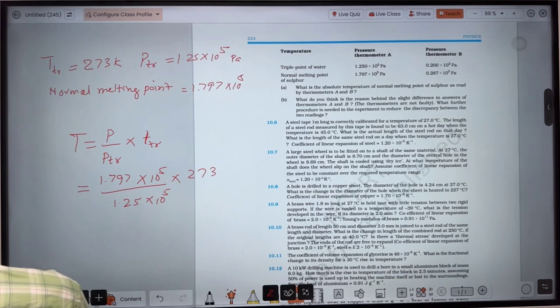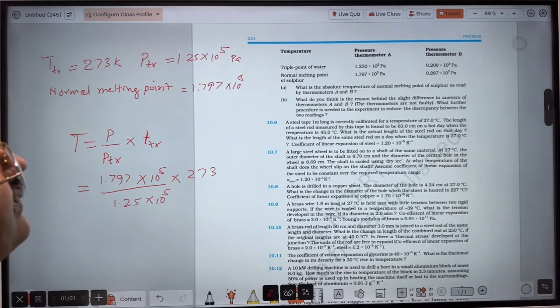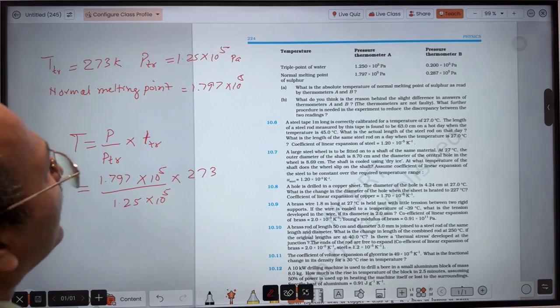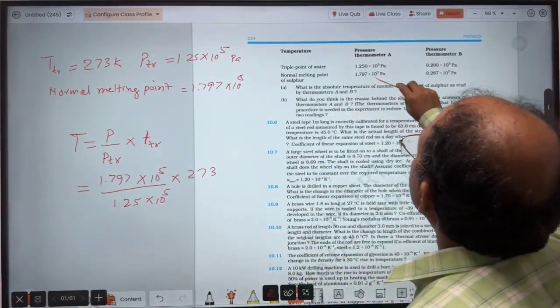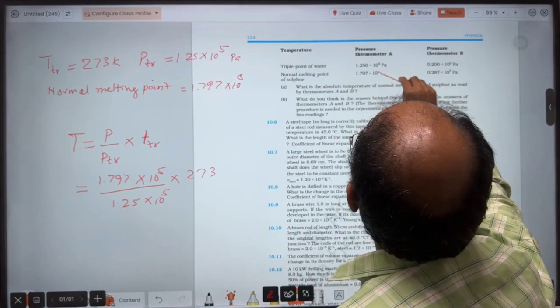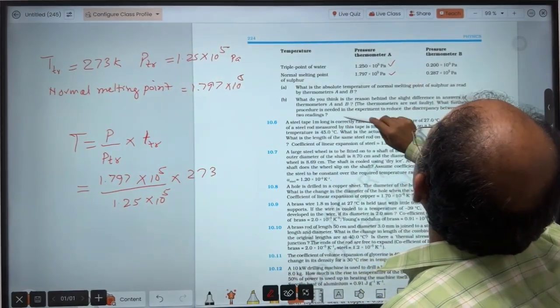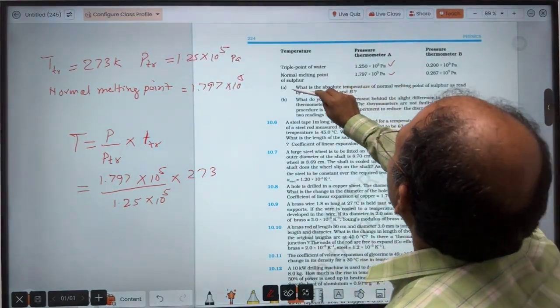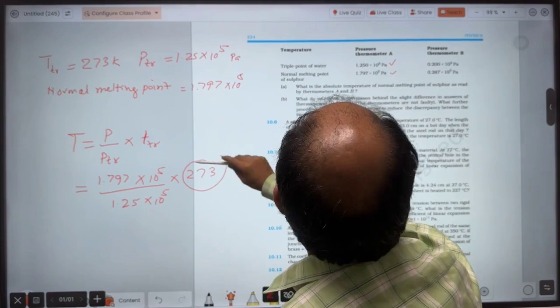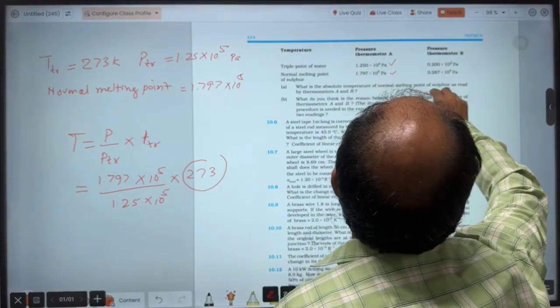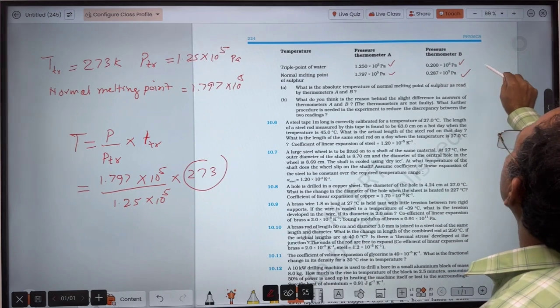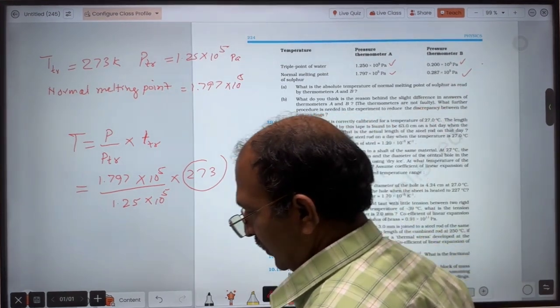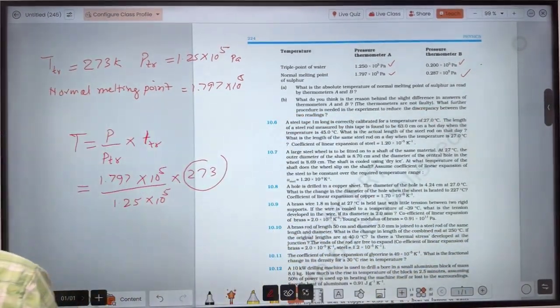And now if we consider pressure thermometer B, the same thing we have to run. Actually, in this question, what you have to do, it is simple. Just take this, you have this divided by this multiplied by 273. Similarly, first you will write this value and then divide by this value into 273 and you will get the answer. So don't worry, it's not difficult.